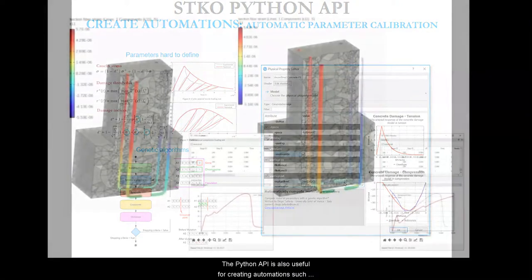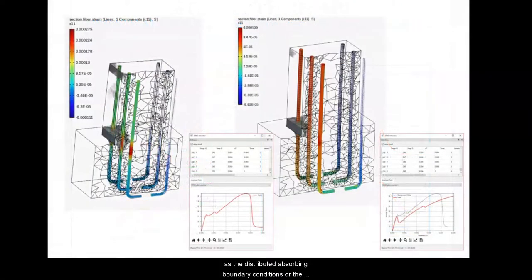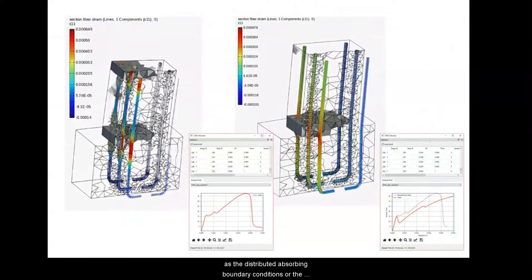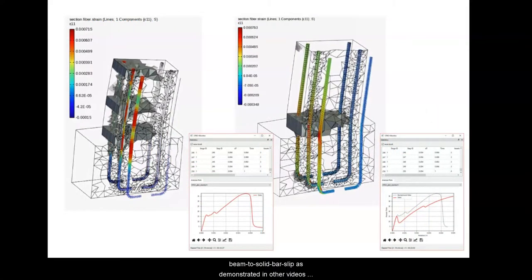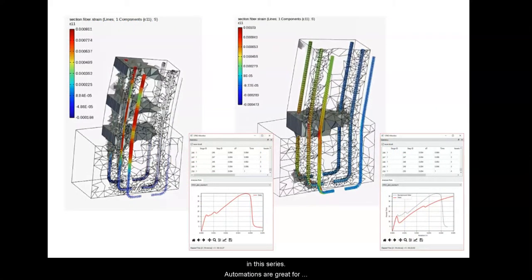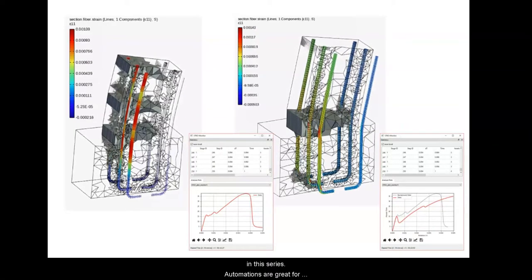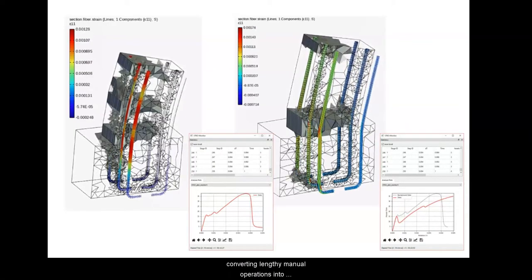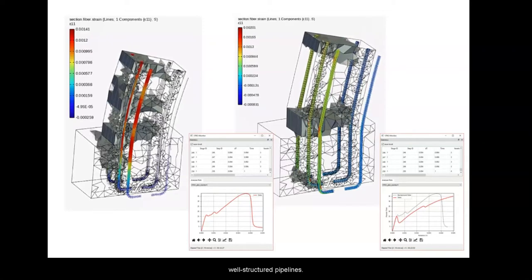The Python API is also useful for creating automations such as the distributed absorbing boundary conditions or the beam-to-solid bar slip, as demonstrated in other videos in this series. Automations are great for converting lengthy manual operations into well-structured pipelines.